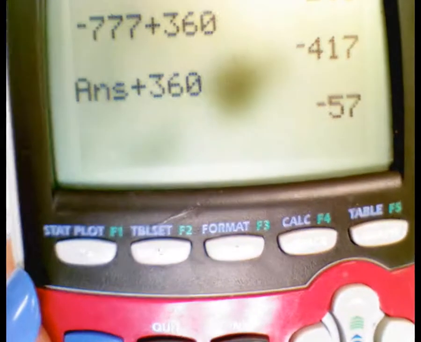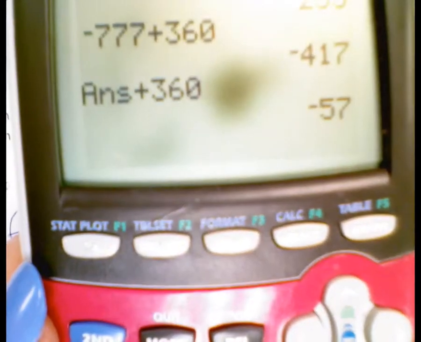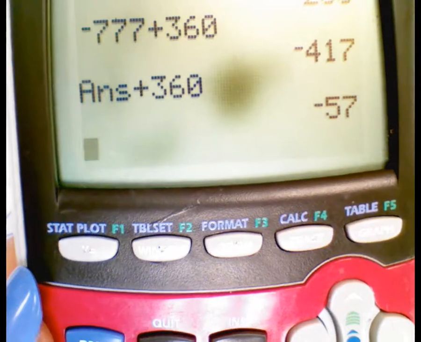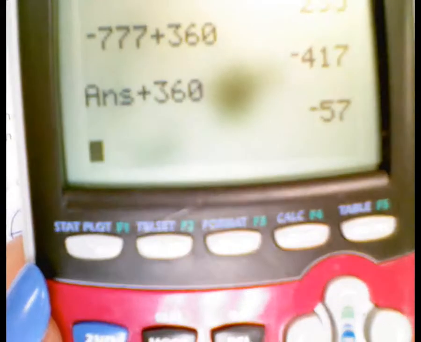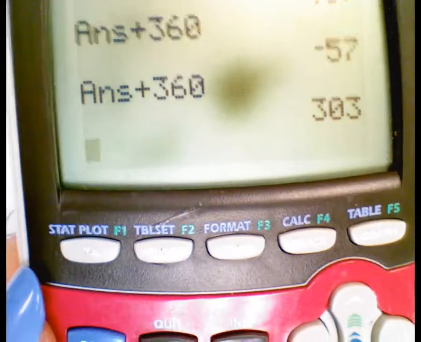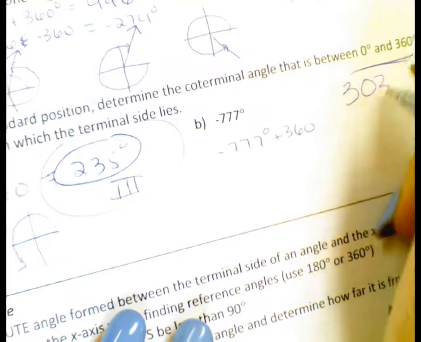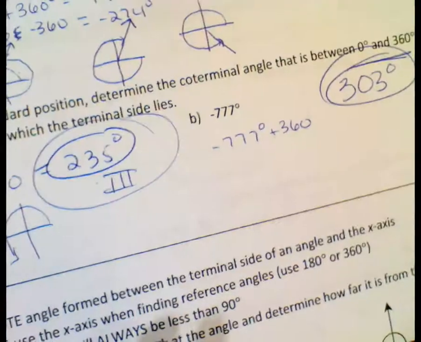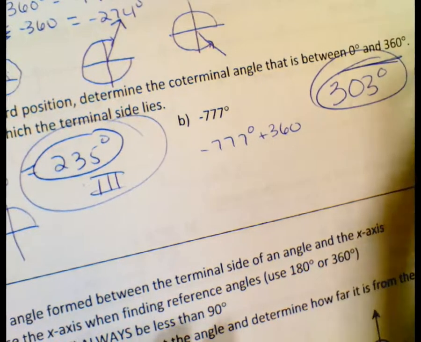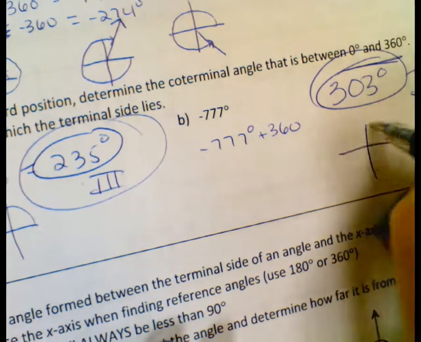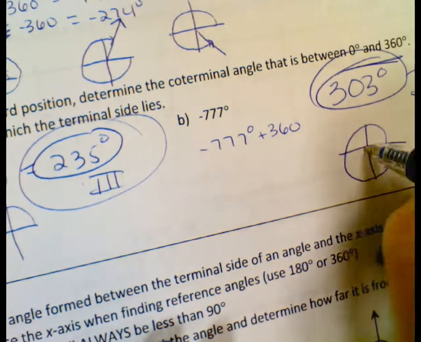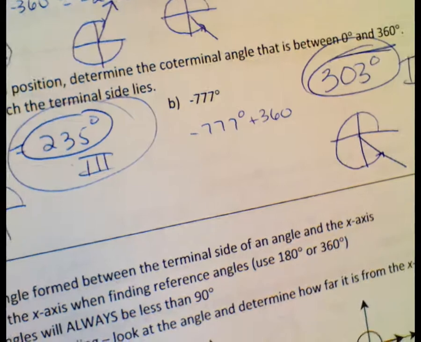Now I like that angle. I know that's in the fourth quadrant. However, it says that it has to be between 0 and 360. So I'm going to add 360 one more time. And that's 303. And the answer is going to be 303. That's the answer you want between 0 and 360. And that is in the fourth quadrant, because here's 270, so it's like another 33. You're in the fourth quadrant.